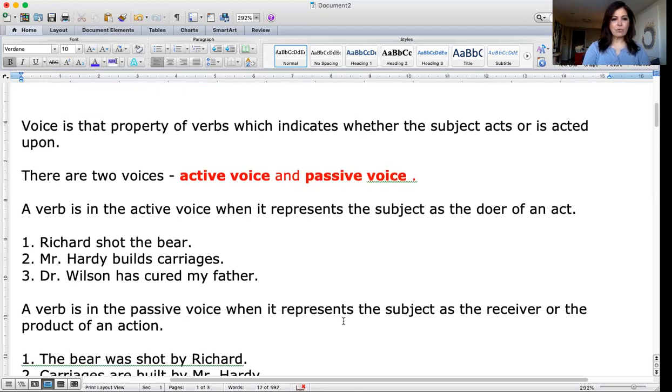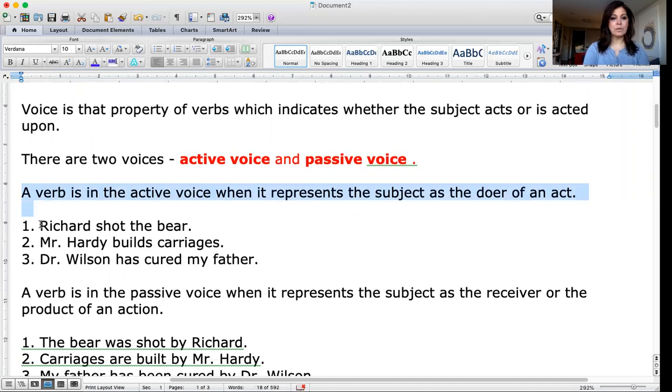So the active voice: if I say a verb in the active voice, it represents the subject or the doer of an act or an action. For example, Richard shot the bear. You know who shot the bear. Simply ask yourself a question: who did the action? You have an answer for that. If you have an answer for that, that is an active voice, which is common in casual conversation and in casual writing.